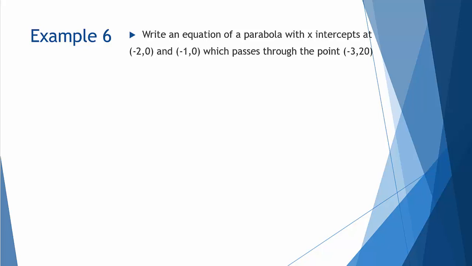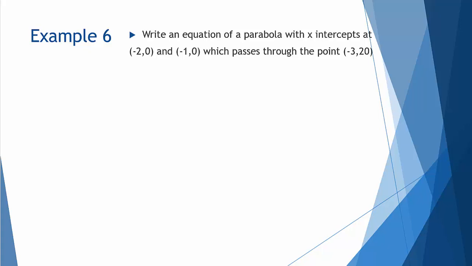Write an equation for a parabola with x-intercepts at -2 and -1 and passes through the point -3, 20. So this is really similar to coming up with the equation when we had our vertex form, except we need to start with a new general form because we're given our x-intercepts rather than our vertex.